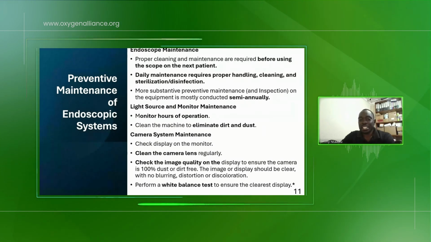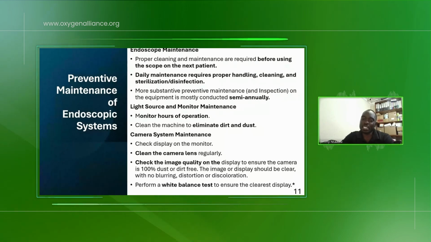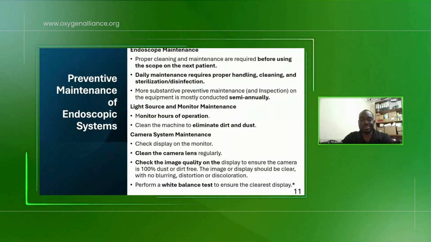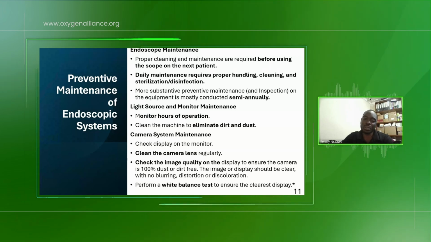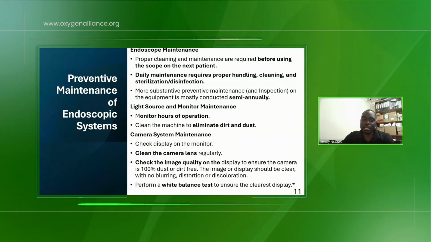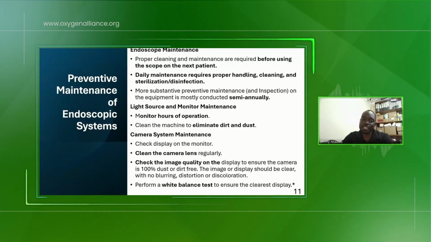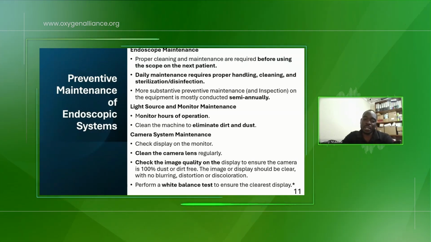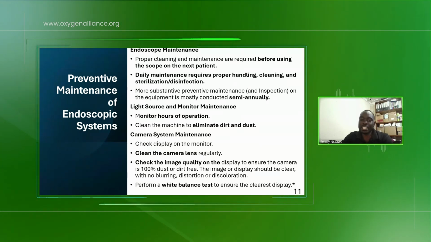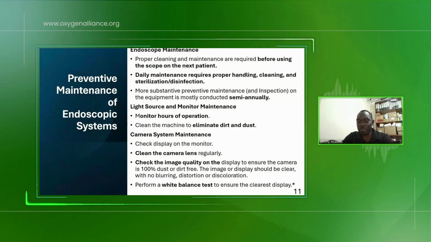So for the case of the light source and the processor, we can do the normal service, dusting of the instrument. You can also monitor the working hours of the lamp for the processors which have lamps. Usually the machine tells you. Then for the camera system maintenance, this is also more of inspection. You just look at the display on the monitor. Is it still okay? Is the camera lens clean? Is it not scratched? Is the image still as when you bought it?